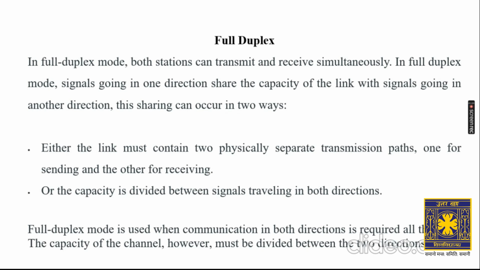So full duplex is used when communication in both directions is required all the time, and the capacity of the channel, however, must be divided between two directions. A lot of applications are there where communication of half duplex type will not work, because there communication is not simultaneous. So we need another type of communication where we need simultaneous communication. For that we need full duplex.